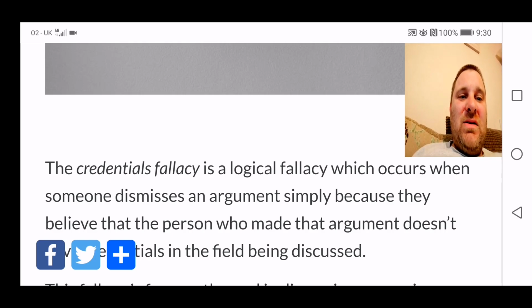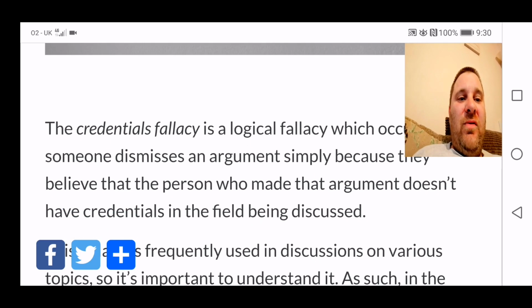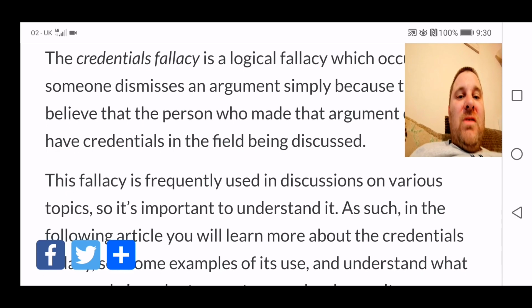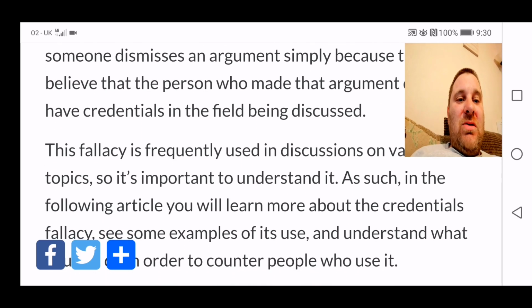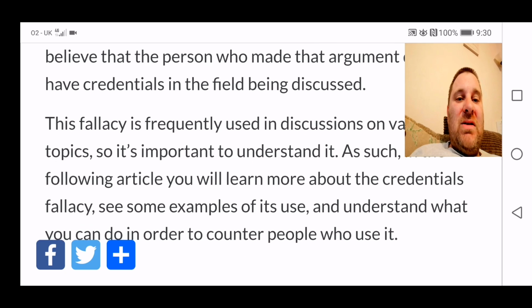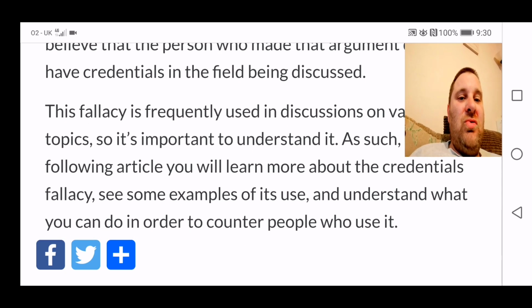The credentials fallacy is a logical fallacy which occurs when someone dismisses an argument simply because they believe that the individual who made that argument doesn't have credentials in the field being discussed. This fallacy is frequently used in discussions on various topics, so it's important to understand it. As such, in the following article you will learn more about the credentials fallacy, see some examples of its use, and understand what you can do in order to counter people who use it.